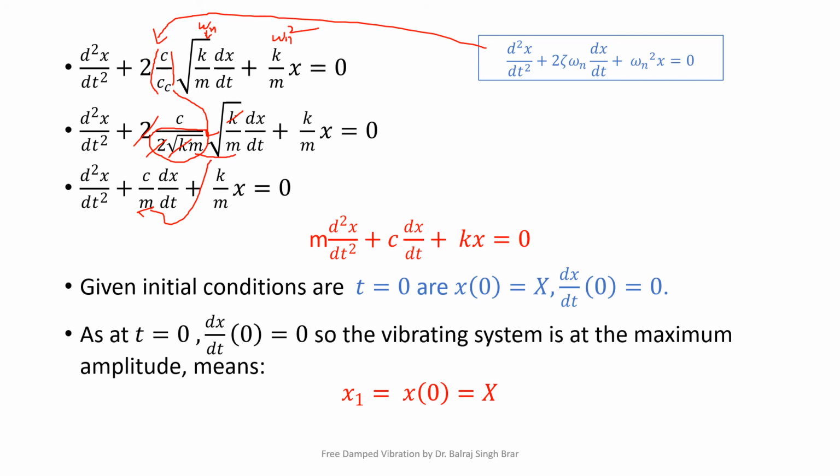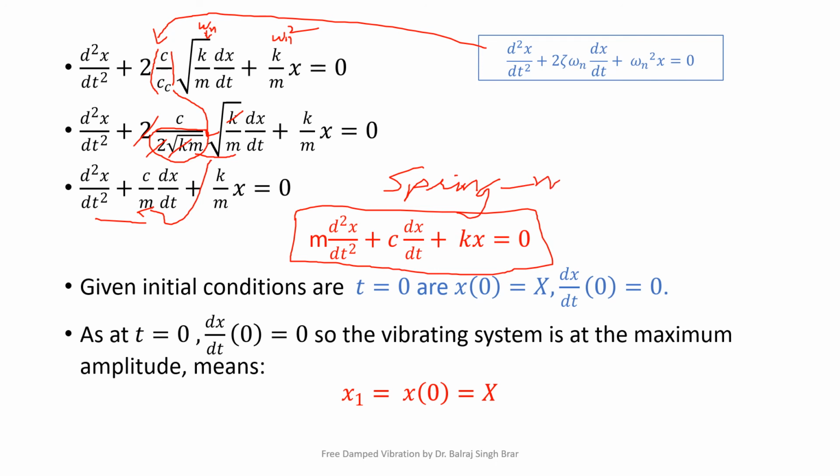Multiplying this equation by m on both sides, we get m d2x by dt square plus c dx by dt plus kx is equal to 0, which is the standard differential equation for a spring mass damper system.